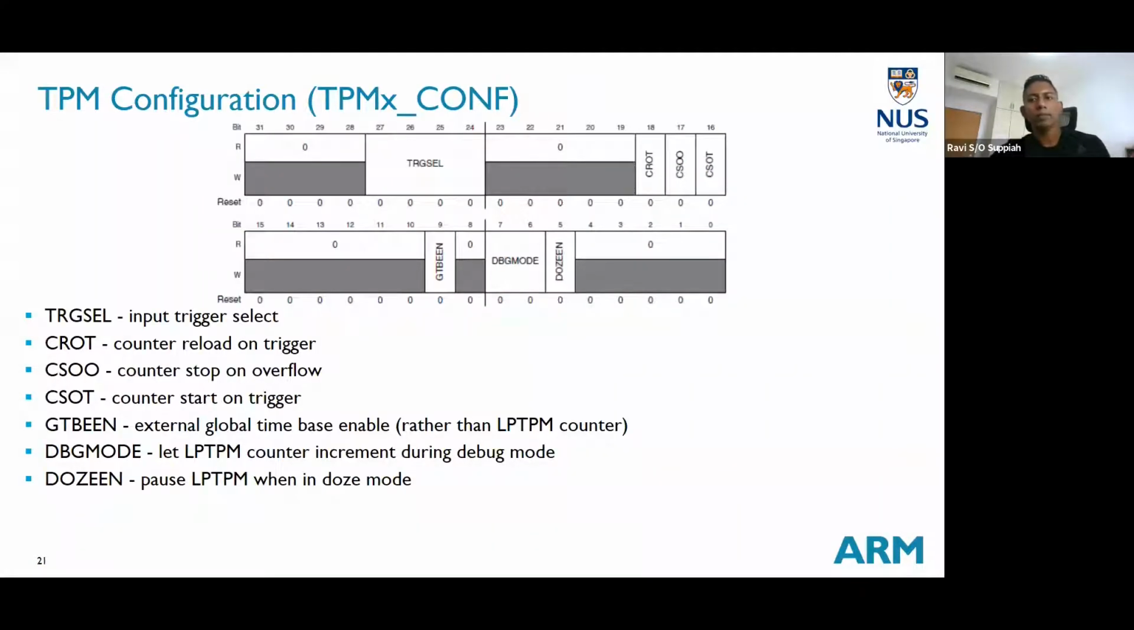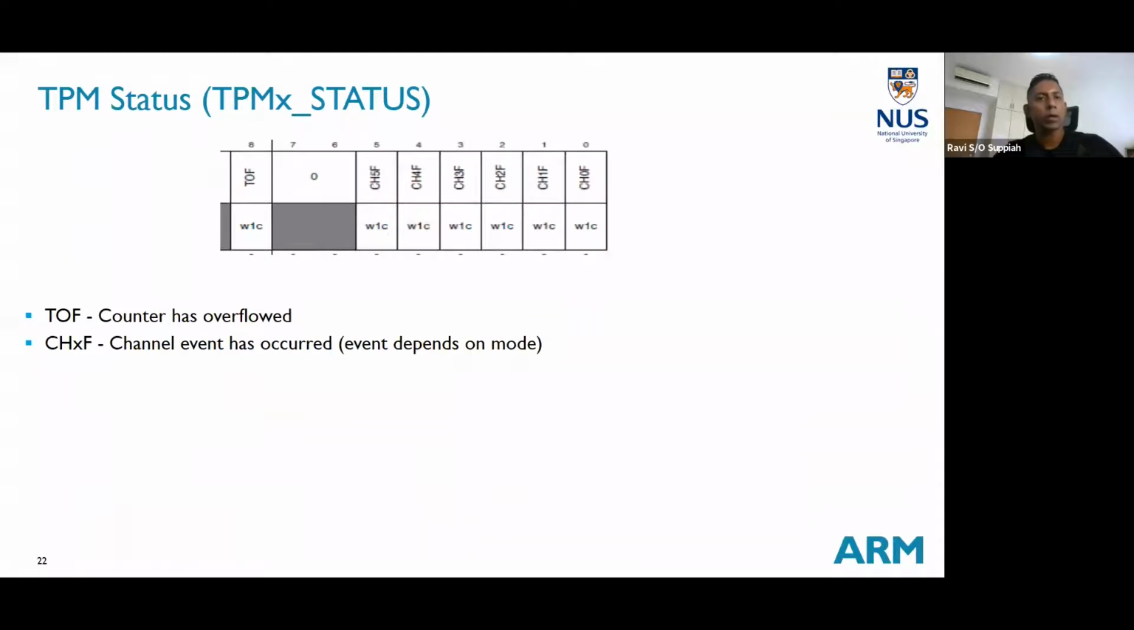For the TPM configuration, these are some of the registers. I will not go through everything right now. Later, when we go back to the data sheet, we will look at what is needed. In terms of status, there is a status register here to keep track of when the timer counter has overflowed, and at the same time, if any channel event has occurred. So what is a channel event? As you can see here, these are all the overflow bits. These refer to the configuration of which kind of mode I'm currently operating in.